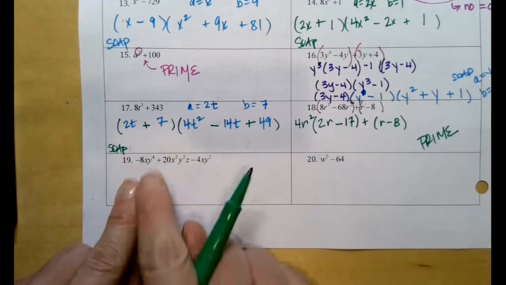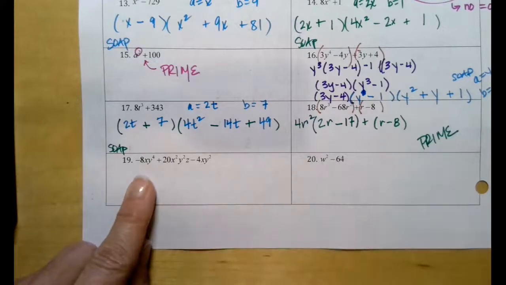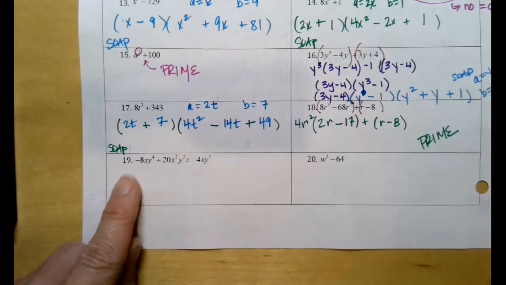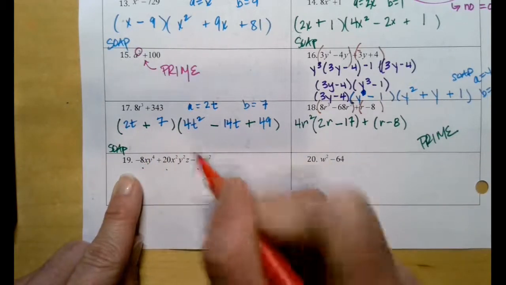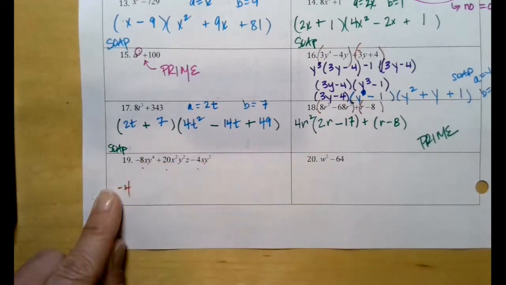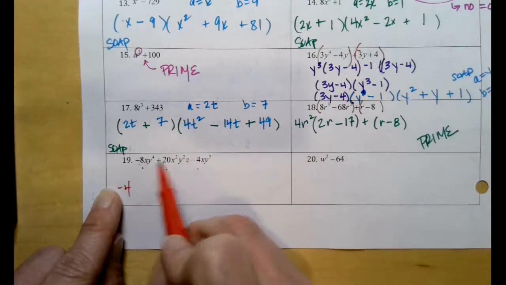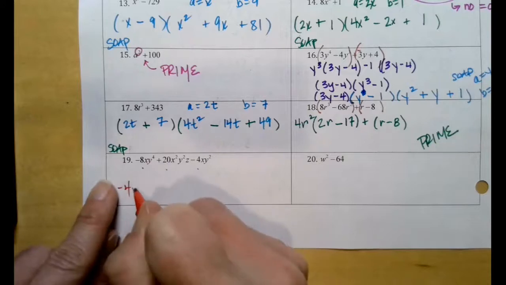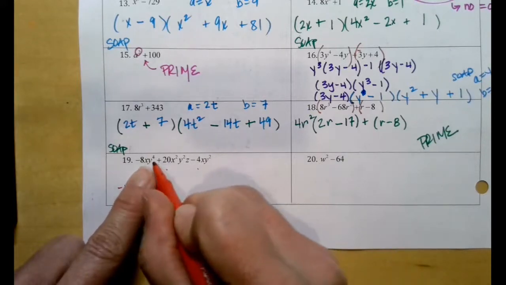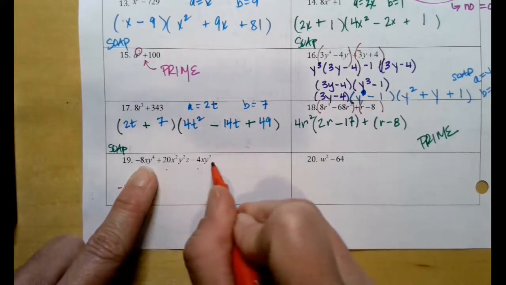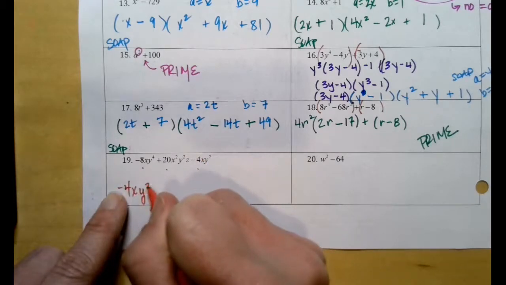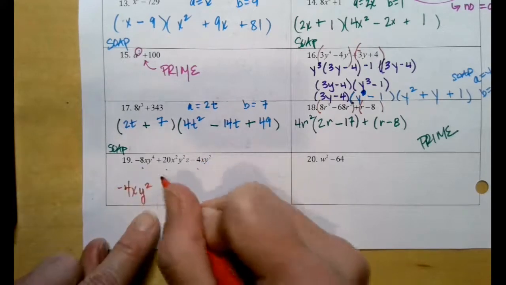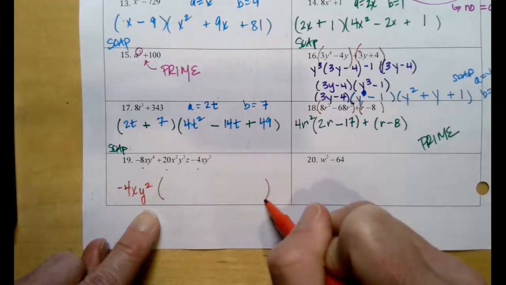Let's try this one. 1, 2, 3 terms. Let's pull out these common factors. Holy cow, these are messy. So it looks like a negative 4 comes out of both. All 3. Just one x is the maximum I got. And how many y's? I can take out 2 y's and no z's. So let's see what's left.